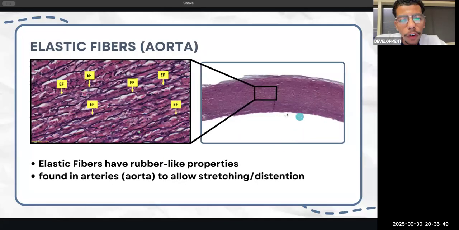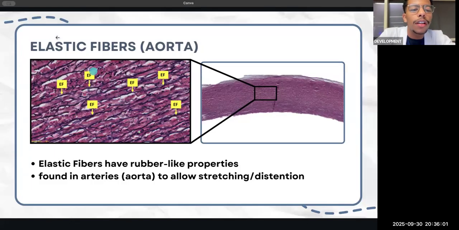Then we have elastic fibers. Now this is your aorta. It's a cross section of the aorta. And when you zoom into it, can you see these black lines? These black lines are what? Your elastic fibers. Elastic fibers are kind of like a rubber band, so they stretch. Of course, we need the aorta to stretch, so it has a lot of elastic fibers. So they provide what? Elasticity. They are for stretching or distension.